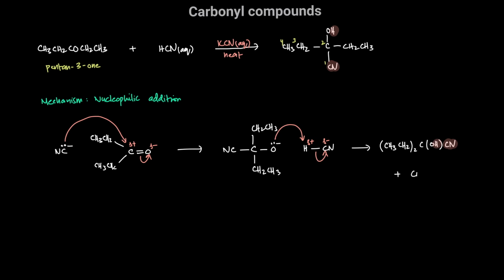So we have to show the catalyst being regenerated. That means that this CN minus that we got from the catalyst in the first step is regenerated at the end of the reaction, and therefore it is not used up during the reaction. So here I've shown a simpler way of writing down the structural formula for this compound. You can show the two ethyl groups separately as well, but it's easier to show them together, because they're two identical ethyl groups on this carbon.